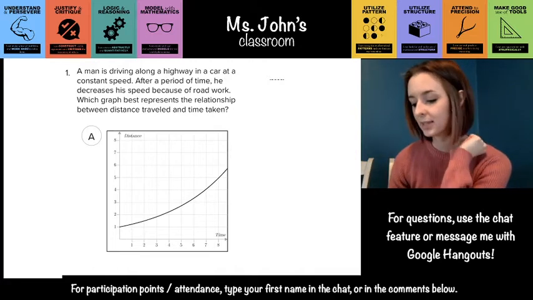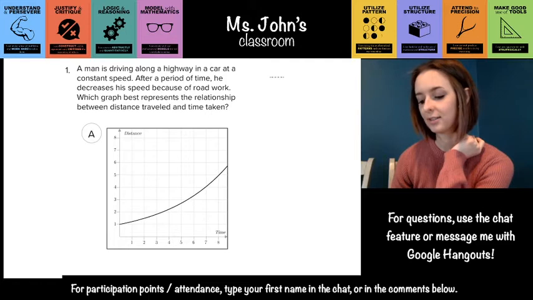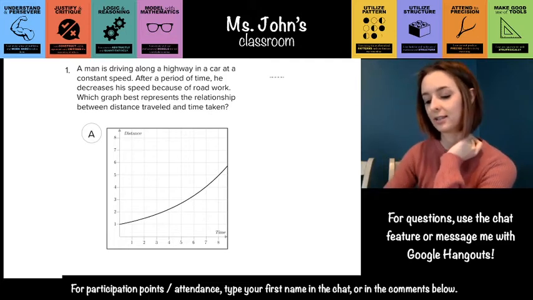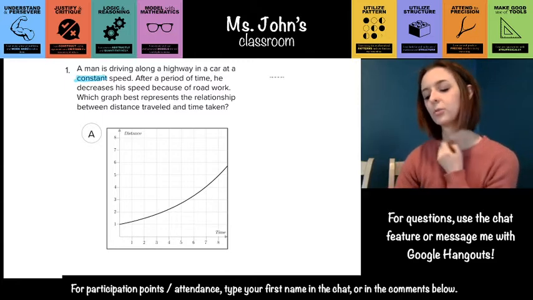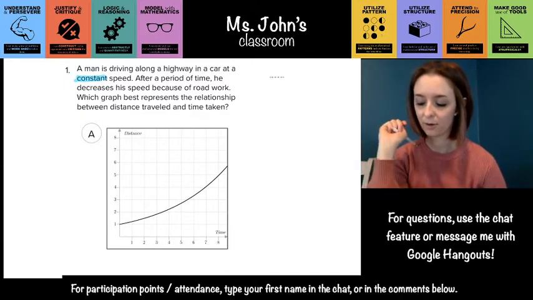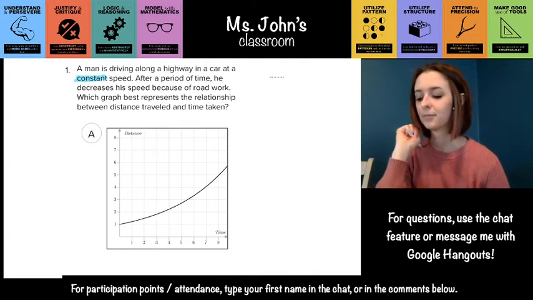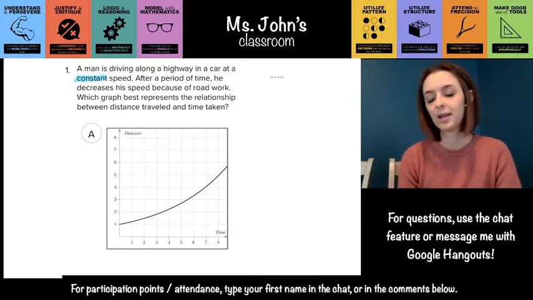So number one says a man is driving along a highway in a car at a constant speed. Okay, that's important. He says at a constant speed. We'll talk about that in a second. After a period of time, he decreases his speed because of road work. Which graph best represents the relationship between distance traveled and time taken?